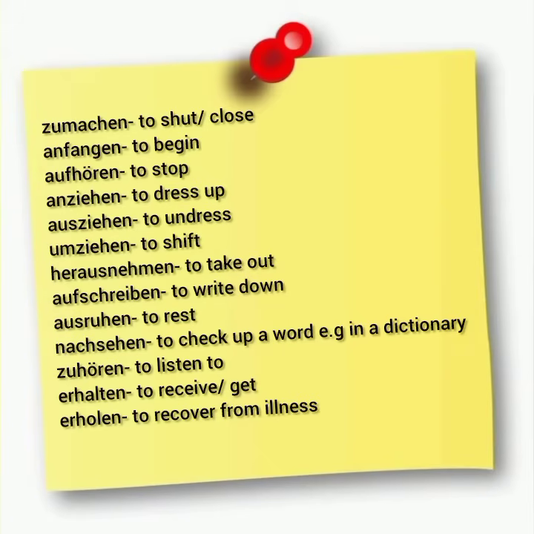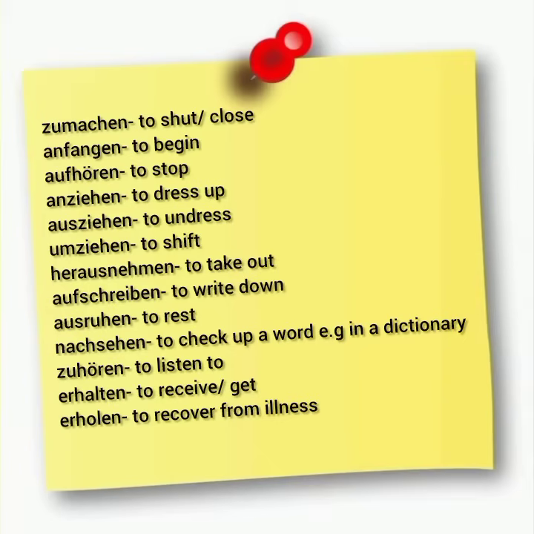So we are in this other one. Ausruhen, which now means to rest. Then there's nachsehen. Nachsehen, to check up a word, e.g. in a dictionary. And then there's zuhören. Now, zuhören is to listen to. Erhalten. Now, erhalten is to receive or get. And then you have erholen. Now, erholen is to recover, for example, from illness. Okay? So those are the list of the separable and inseparable verbs.